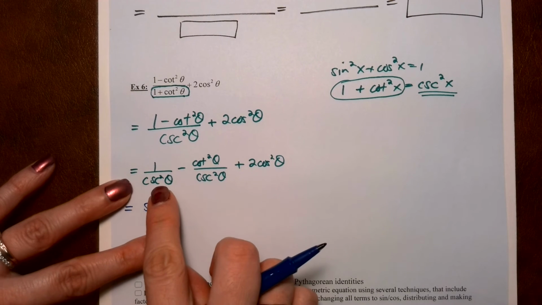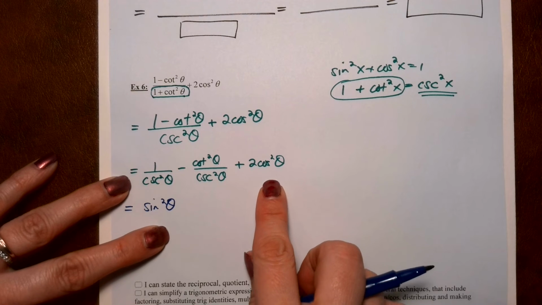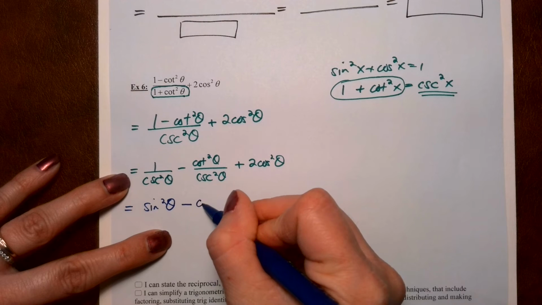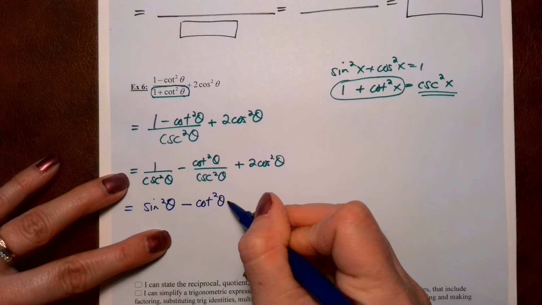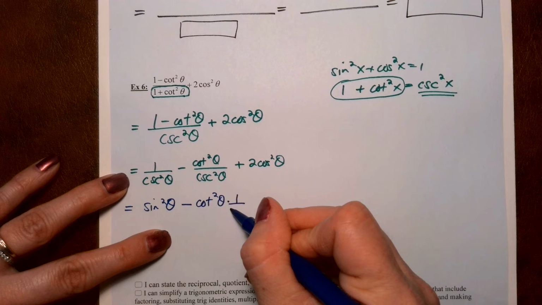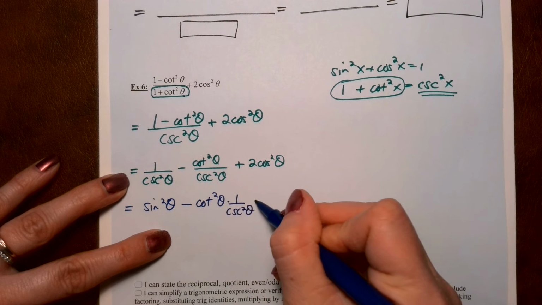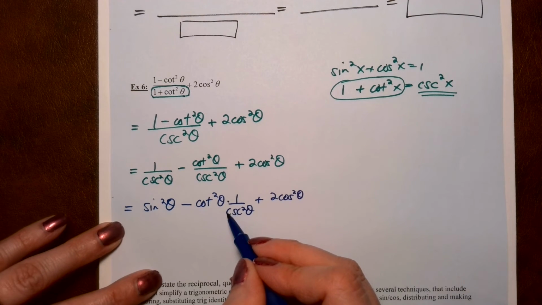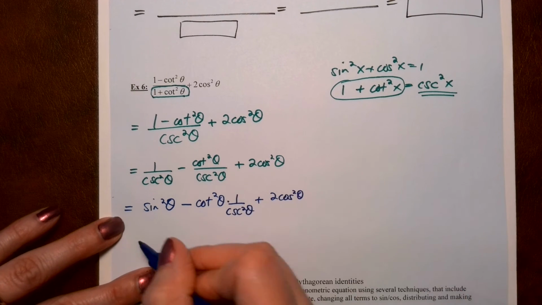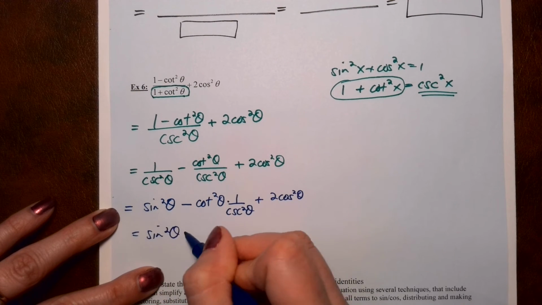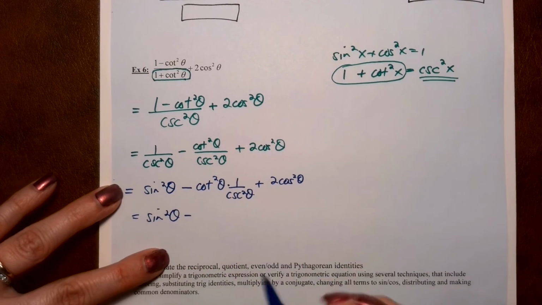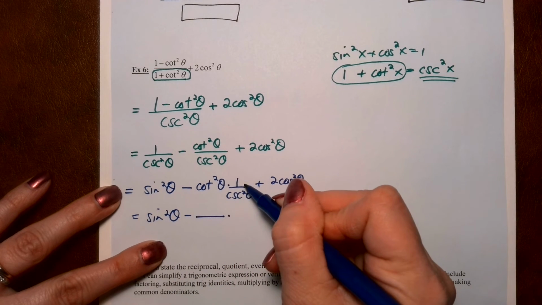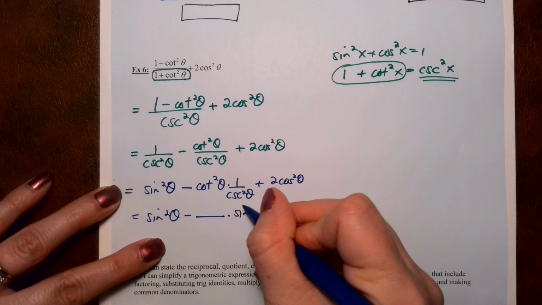Maybe we should think about making all of them sines and cosines. So let's see. This is cotangent squared times 1 over cosecant squared. Does it help if I write them separate like that? Okay, so if I bring this one upstairs, let's see. We've got cotangent squared. Let's write it in terms of sines and cosines. And if we bring cosecant squared upstairs again, that would just be sine squared.